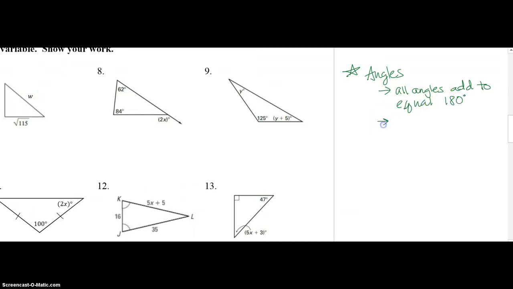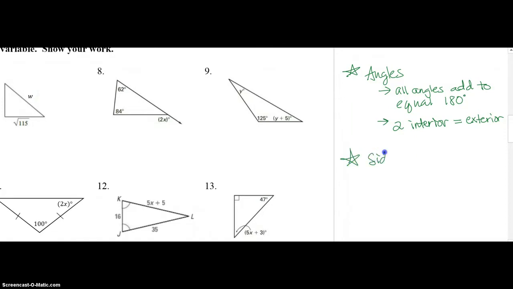Or another option is that the two interior angles equal the one exterior angle. Okay, so those are your options for angles. Now sometimes angles can be congruent as well, and we'll talk about that in just a minute, but those are the big things that should be coming into your mind.